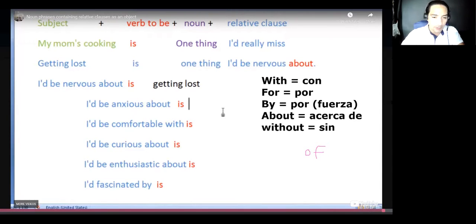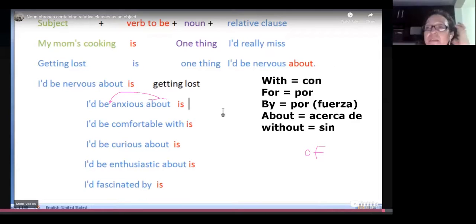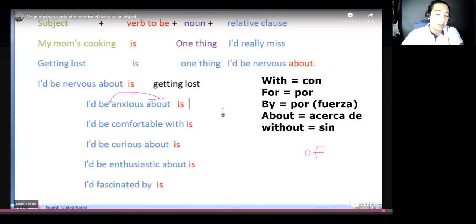Si no has notado, estas preposiciones se pronuncian antes de, ¿qué es esto, chicos? Anxious, comfortable, curious, enthusiastic. ¿Alguien ya ubicó qué es cada una de esas palabras? Adjectives. Excelente. Yes, you're perfect. Thank you. So before the adjective, you say, let's say in Spanish, you will translate first the preposition and then say the adjective.